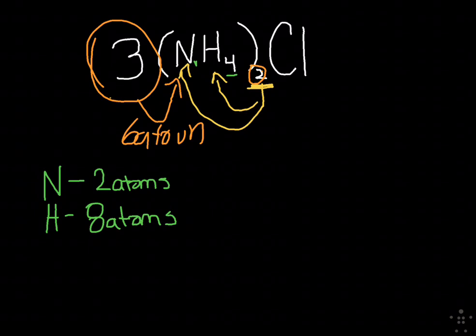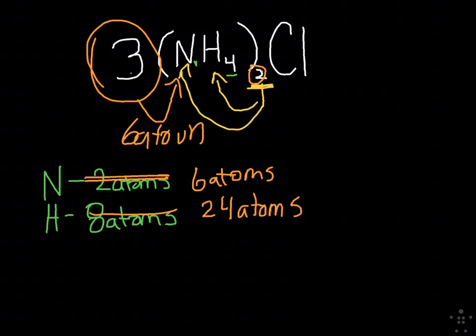The next thing we're going to do is take this big coefficient and multiply it times the 8 atoms of hydrogen. So once you do that, you now get another number, which I'm going to write these numbers next to it. So now I have 6 atoms. I'm going to cross that out. And now when I do the 3 times 8, I have 24 atoms. I'm going to cross that out.